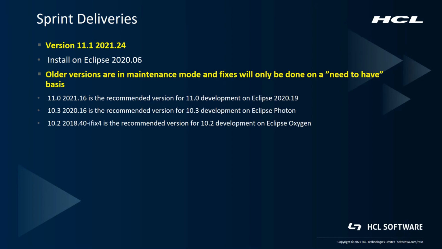The delivery is a version of 11.1 called 2021.24 that you should use with Eclipse 2020-06. And then we have the older versions, same as before. We didn't do any updates of them in this release.